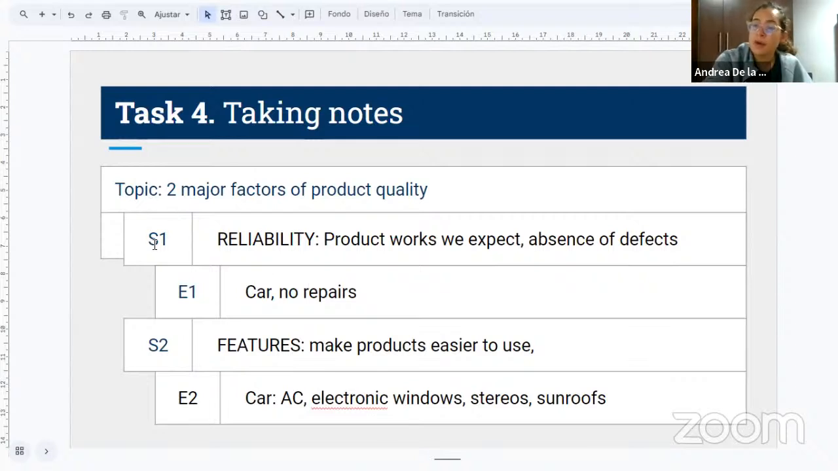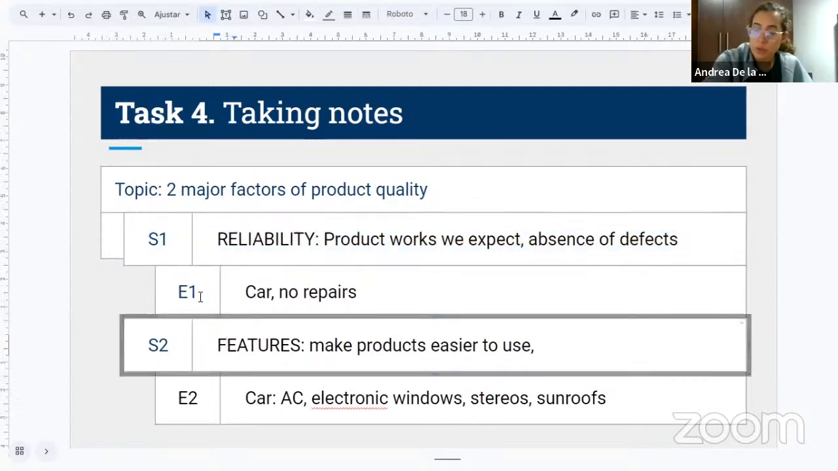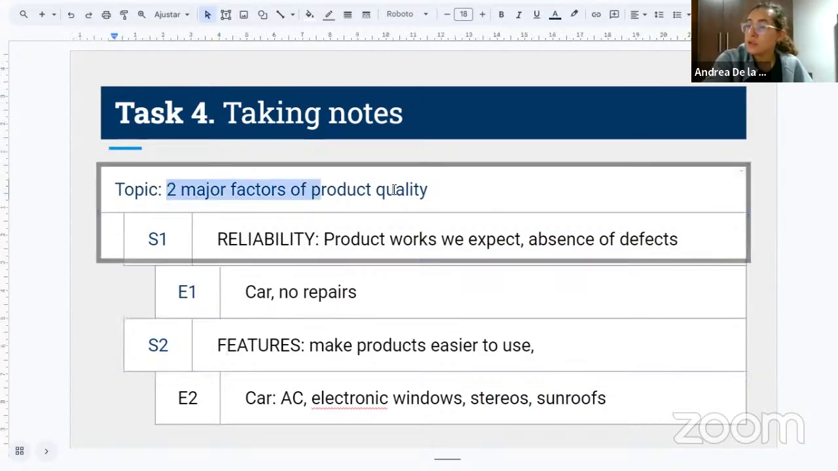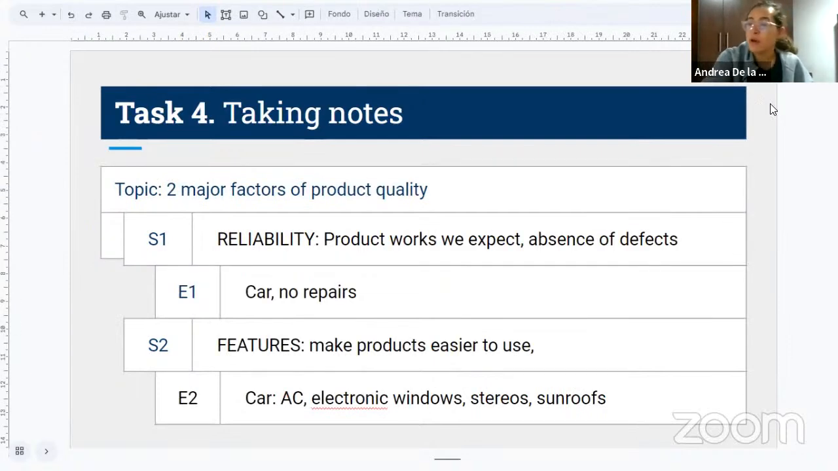As you can see, you have two subtopics, two examples, each one illustrating the idea in the subtopic. And as I told you, the topic is whatever you have in the question. That's always going to be the topic, so try not to take any notes from the introduction. Okay, guys? Do you have any questions so far? Is this okay? Is this clear?